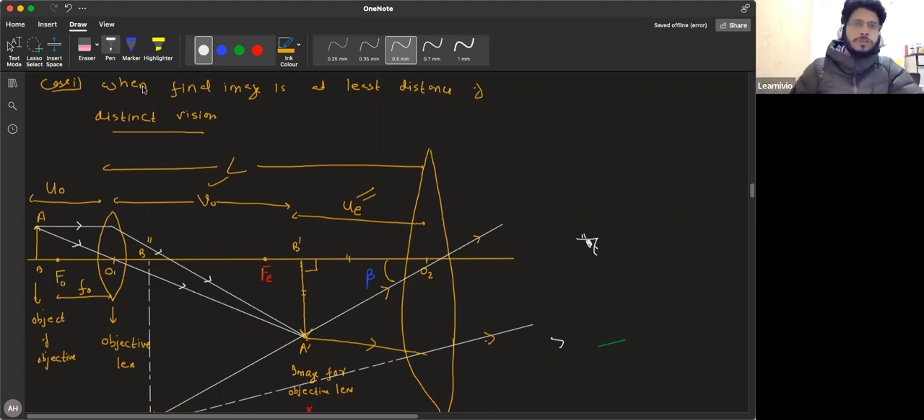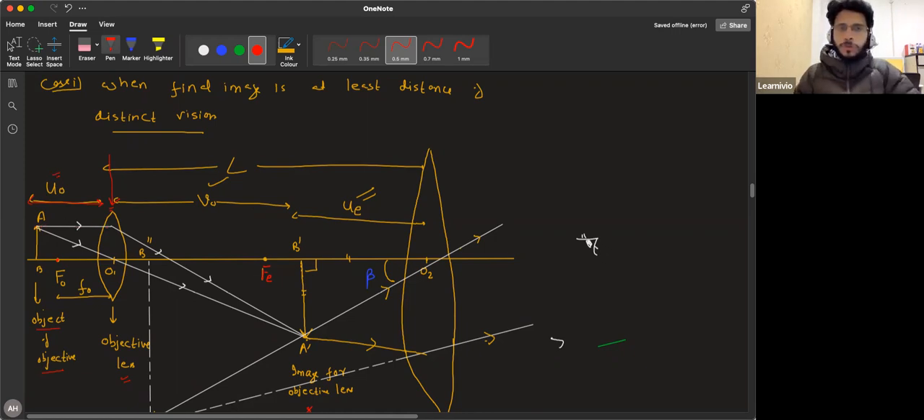So this is your first lens, known as the objective lens. This is the focus of the objective. We place our object AB beyond the focus of the objective. This is the object of the objective lens, and this is the objective lens. The separation here is the object distance. Let's repeat: this is the objective lens, this is the object for the objective lens, and the distance between them is the object distance for the objective lens.